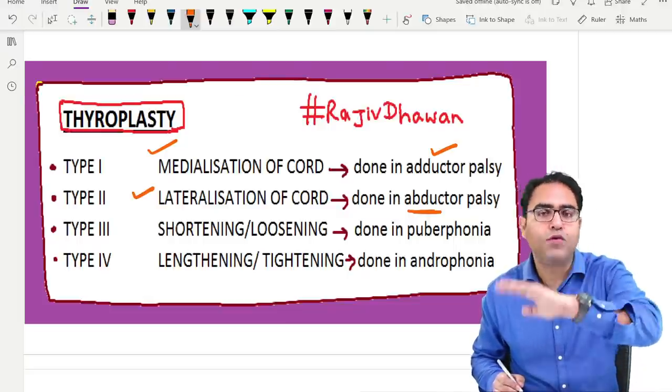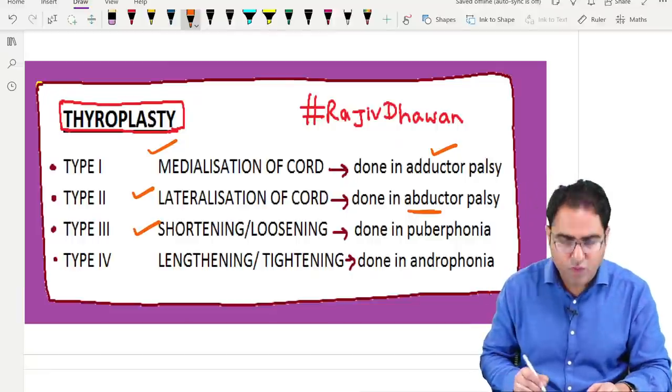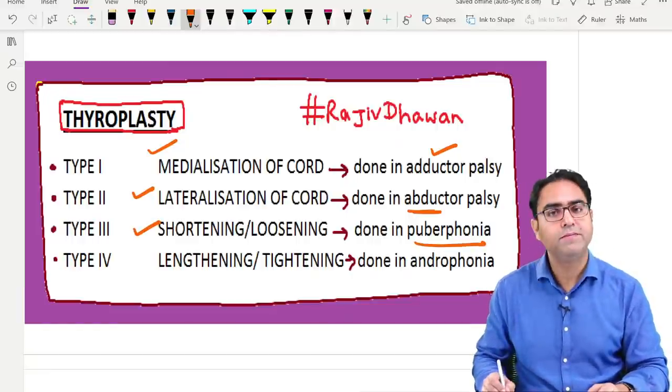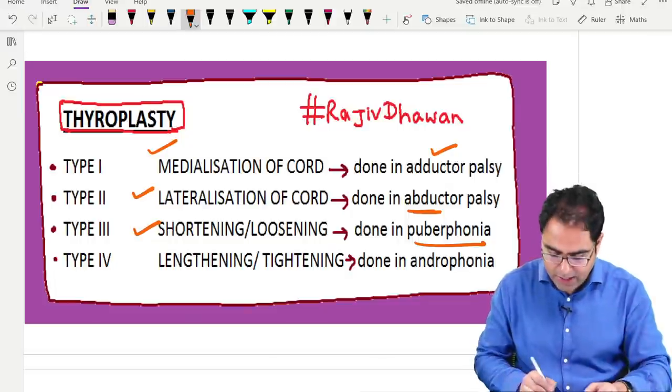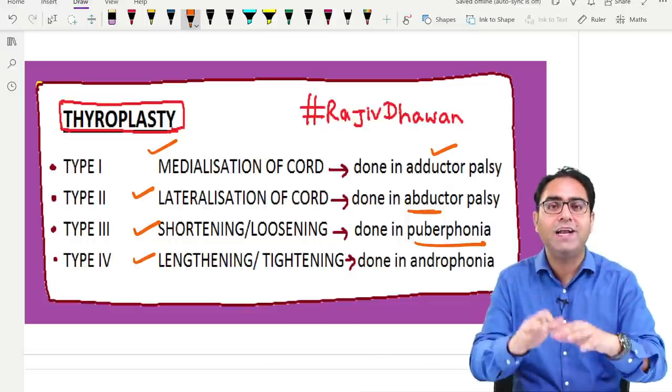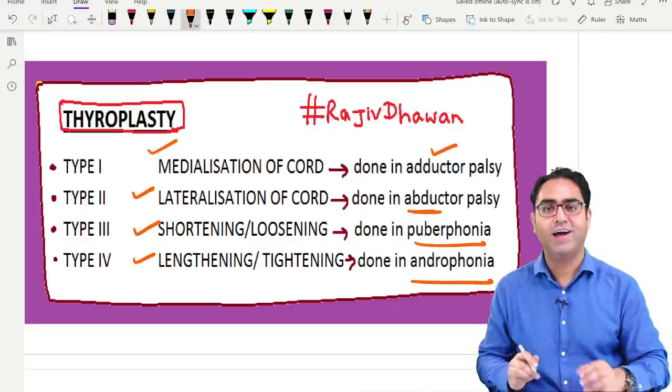Similarly, type 3 and type 4 are opposite. Type 3 is shortening, loosening of the vocal cord, done for puberphonia, a male speaking like a female. And type 4 is the reverse of that, lengthening, tightening of the vocal cord, done for androphonia.